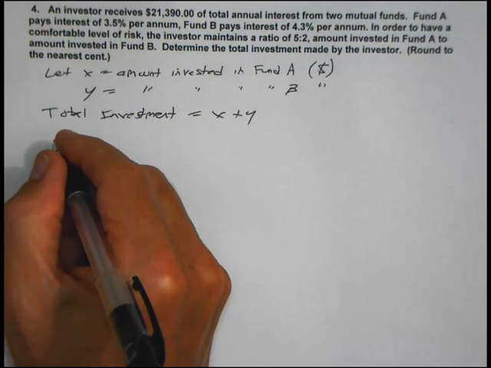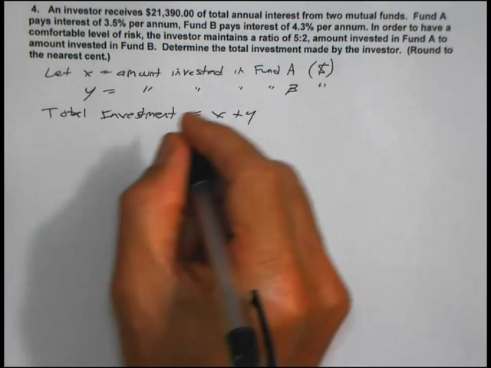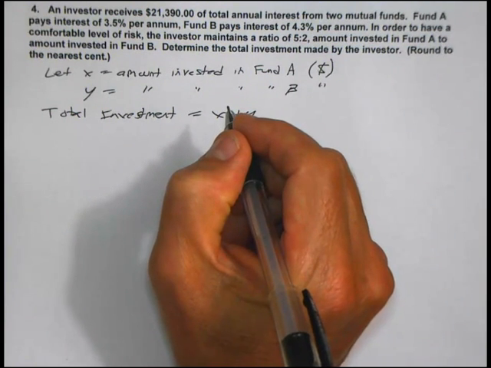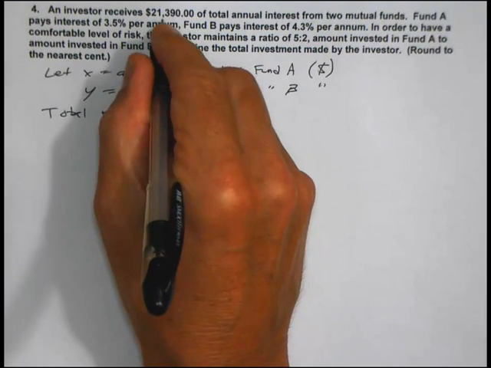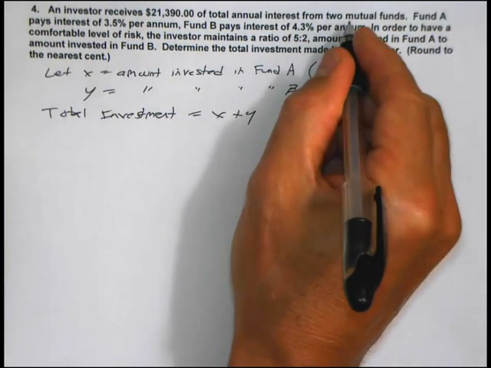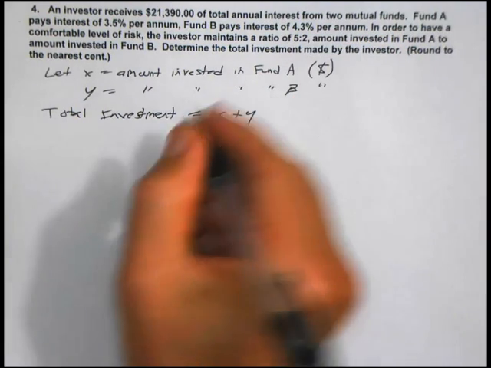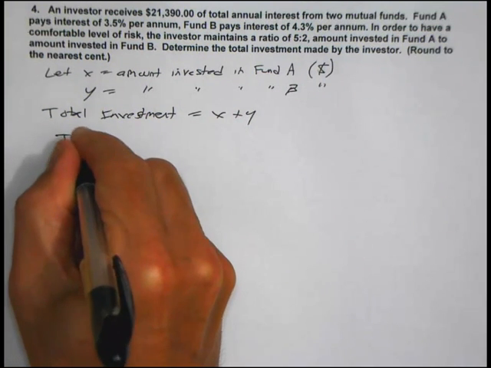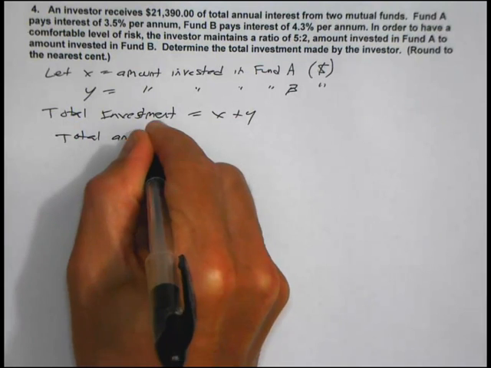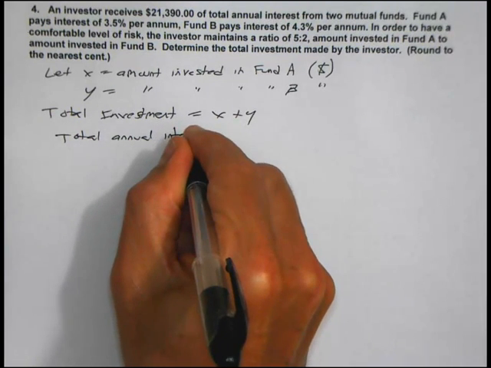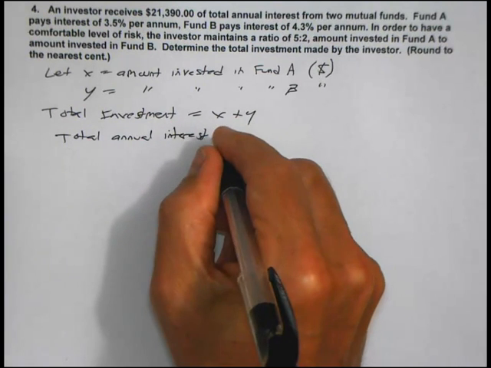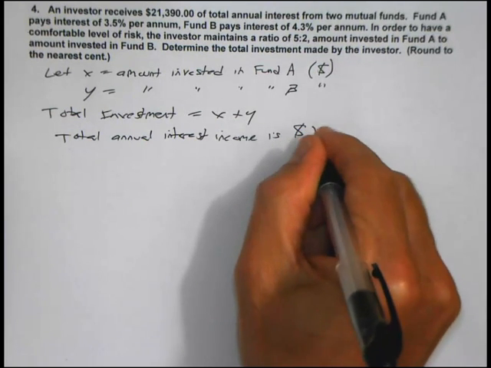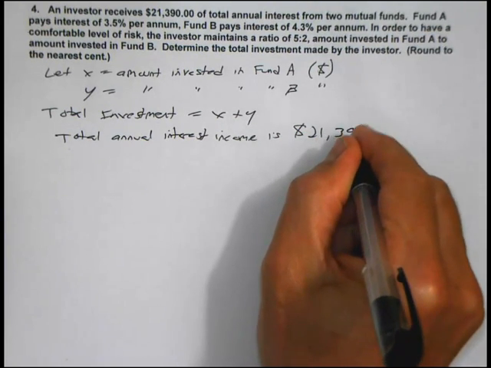Okay, getting started otherwise, what sort of information have we got here that might lead to an equation? Let's see here. We have this $21,390 of total annual interest from the two mutual funds. Okay, there's a source of the equation right there, I would suppose. So let's record this. Total annual interest income is $21,390.